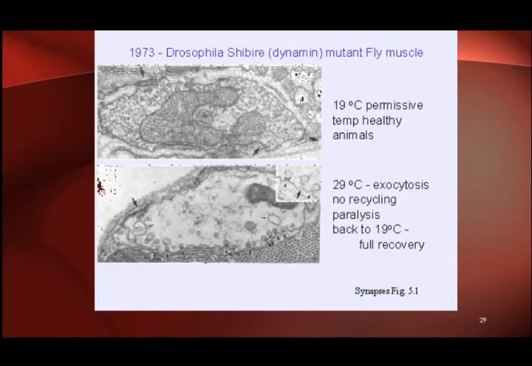So as you can see here, at 19 degrees, you have the healthy animals. You can see there's a lot of vesicles. A lot of vesicles carrying a lot of neurotransmitters. Neurotransmitters are needed to carry synapses from one nerve cell to another nerve cell. But at 29 degrees, you have exocytosis. So there is no more vesicle that carries the neurotransmitter, meaning that the signals aren't sent from the brain to the legs or to the wings. So they will just fall down. But back to 19 degrees, they will have a full recovery.